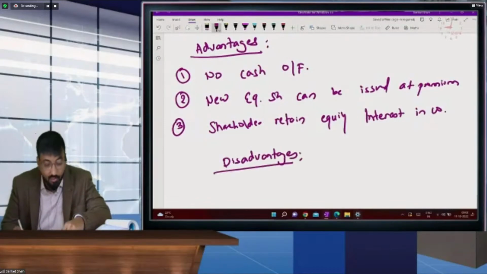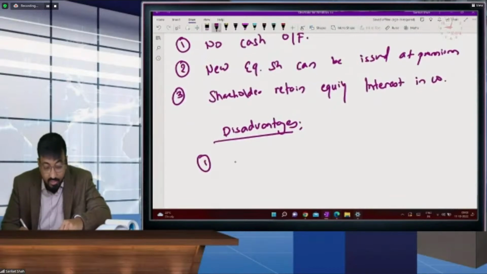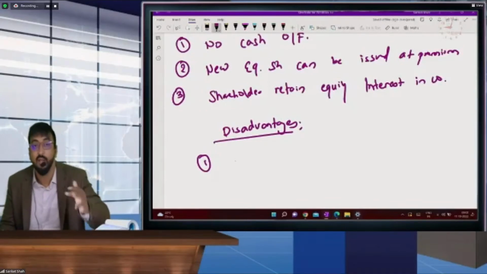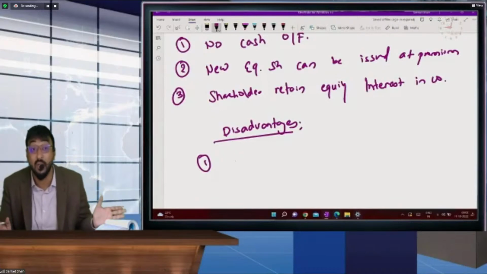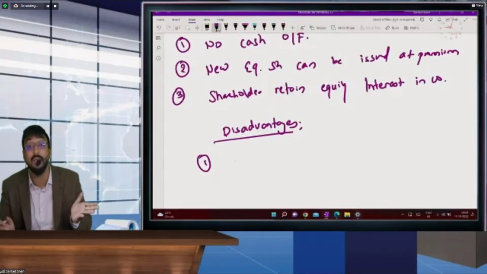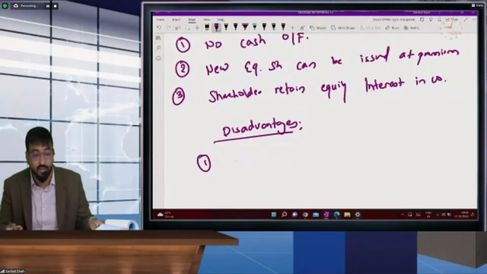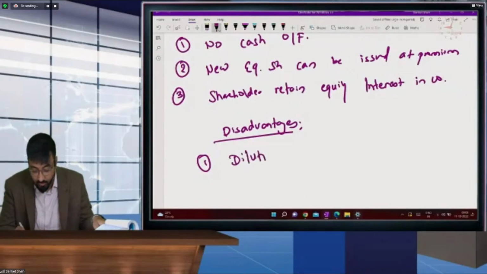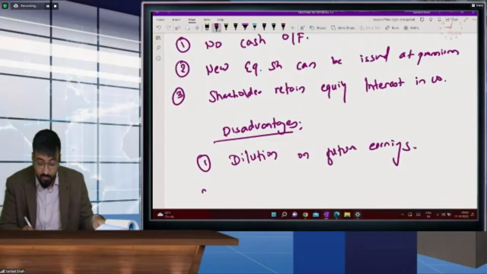Disadvantages. Now, as shareholders are increased, you divide your profits among more shareholders. Shareholders are increasing, so your profits are also getting diluted. Diluted means divided. Suppose if I am a single son, I get the full property from my dad. But beta, if I have a brother, then my property is getting divided. Divided means diluted. So dilution on future earnings: future earnings will be divided.